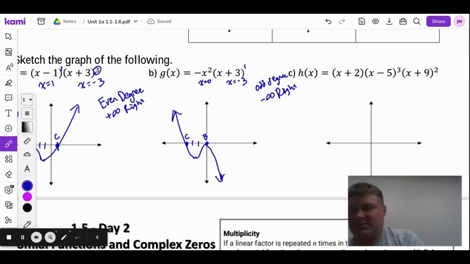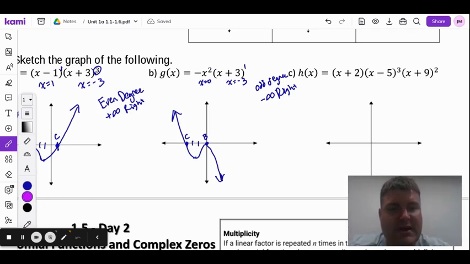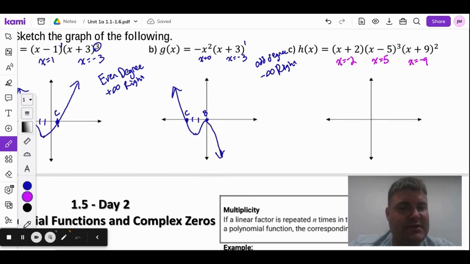Last one. I'll do a different color for this one. I'll do magenta. H of x. Got quite a few things going on here. I got x equals -2. By the way, that's a cut. I got x equals 5. That's going to be a flatten. I got x equals -9. That's going to be a bounce. So let me go ahead and put all this stuff on here.